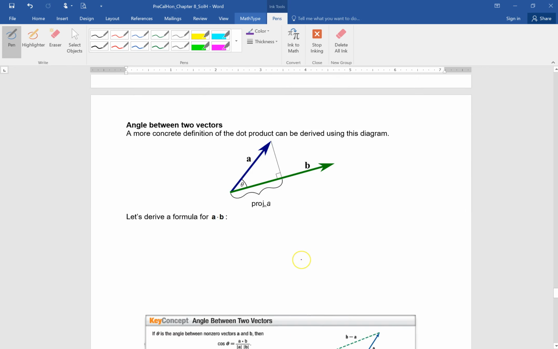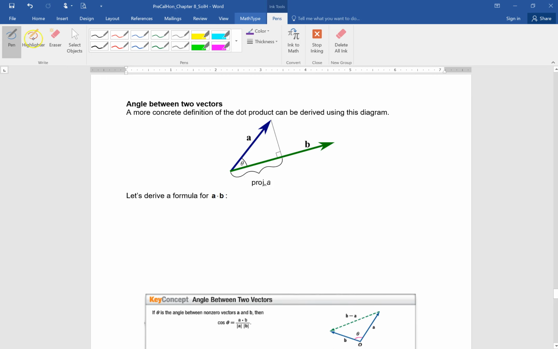So, what about the angle between two vectors? All right. So how did we find, what was A dot B? A dot B was the length of the shadow of A.